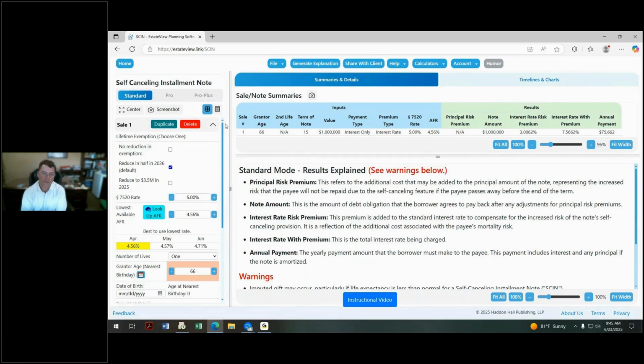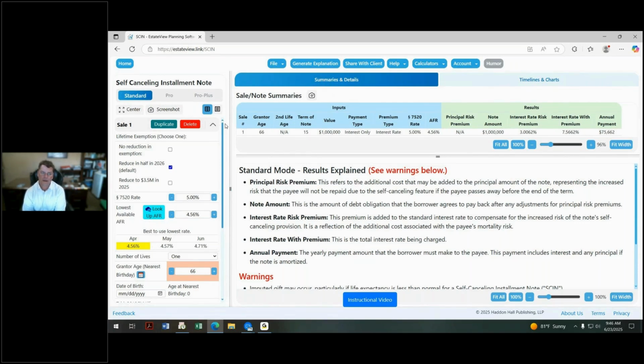for the client. So with a self-canceling installment note, the client sells assets to an irrevocable trust. In most situations, the trust itself is a defective grantor trust, meaning that the client is treated as owning it for income tax purposes. As a result, there's no gain recognized on the sale. The sale is ignored for income tax purposes, and we're not generating any income that the client needs to pick up on their personal 1040.